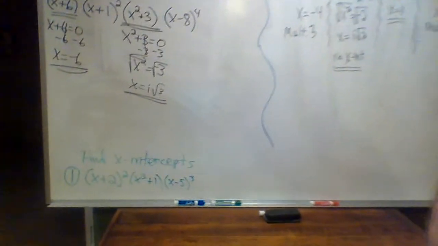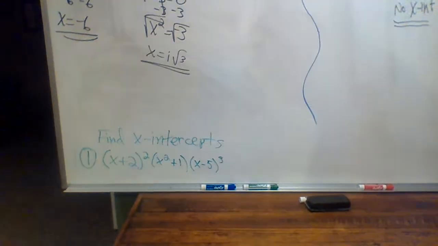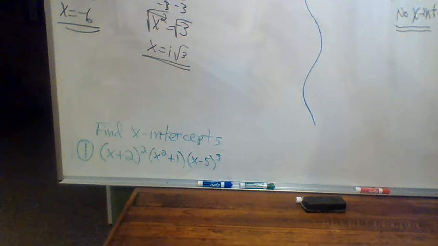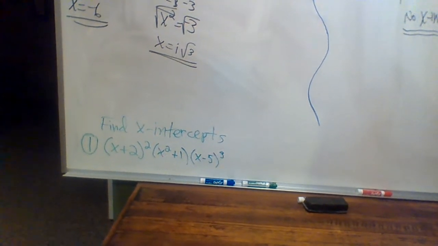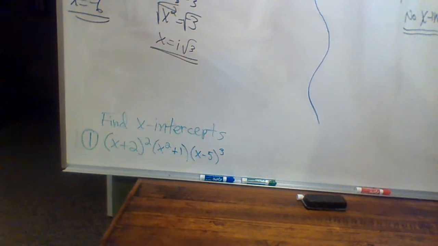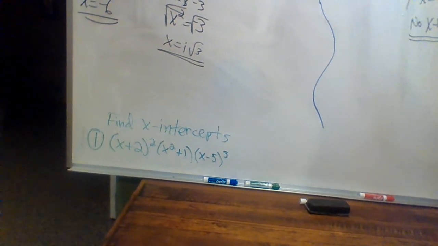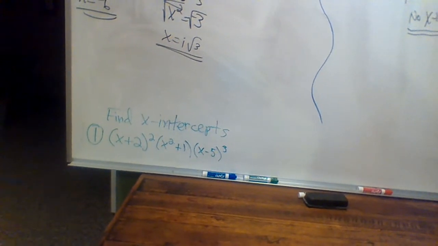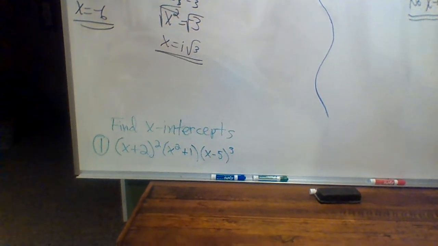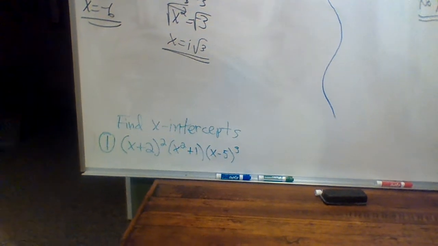Okay, so here is your assignment. Find the x-intercepts. Okay, you got (x plus 2) squared, (x squared plus 1), and then (x minus 5) cubed. Okay, so go ahead and try those. Put that into the journal post, and you'll get credit.